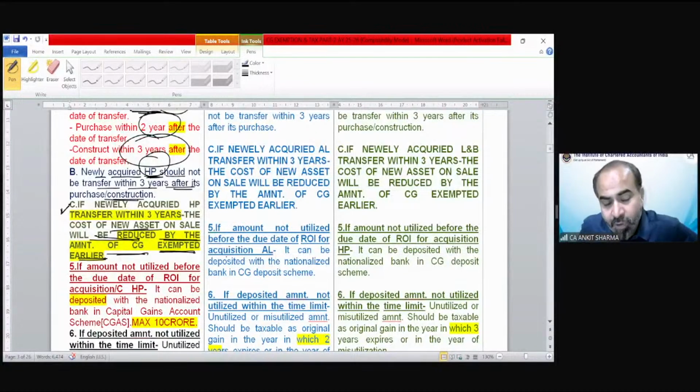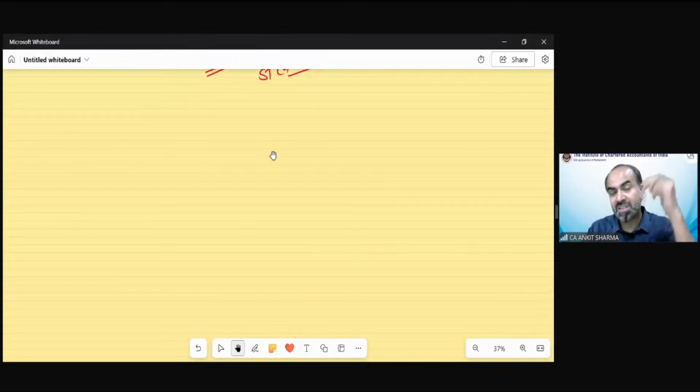Now the problem that students might be asking or thinking is, if I'm going to buy a house after or within 2 years, and if I'm going to construct a building within 3 years, how will I come to know this in my assessment year 25-26? In the year the transfer took place, we have to calculate the capital gain. So how will I find out whether the assessee is going to invest or not?